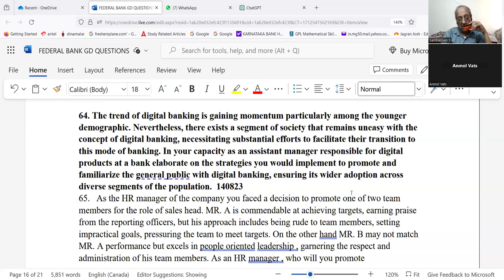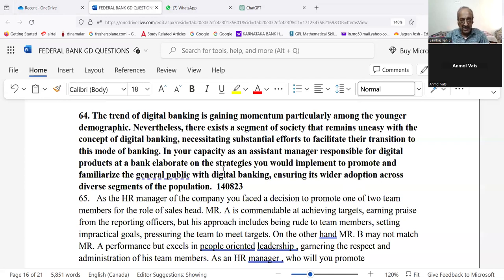See, you are told that you are the assistant manager of the branch. So sitting there, what you can do is try to spread digital banking among the public by telling them the advantages of digital banking, like internet banking and mobile banking. You will tell them that they can operate it 24 by 7, 365 days, and there is no need for them to come to the bank. They can save the time spent coming to the branch and returning home. Like that, you should try to speak.